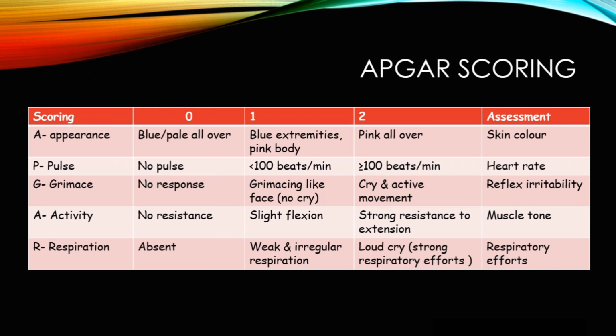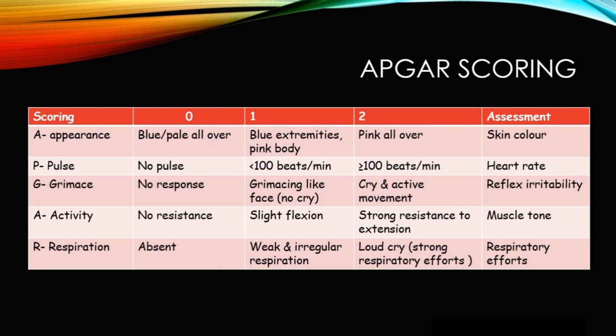If the skin color is blue or pale all over, score is 0. If blue at extremities, body is pink, score is 1, and if it's pink all over, score is 2. In the pulse, if no pulse is there, score is 0. If pulse is less than 100 beats per minute, score is 1, and if it's equal to or more than 100, score is 2. In reflex irritability, if the newborn doesn't respond at all, score is 0.